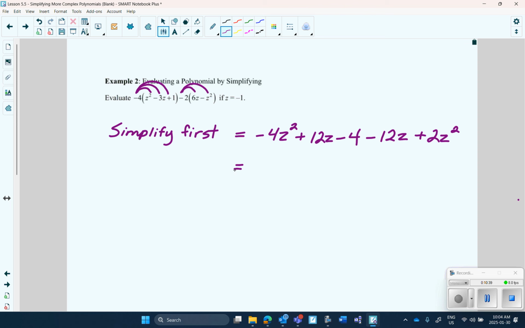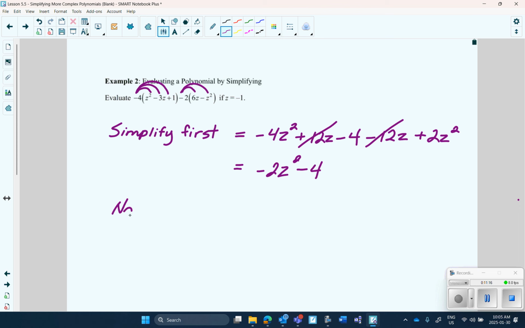One more step I can do to simplify. You know which ones. Yeah, those can go. Plus 12z minus 12z cancel each other out. Collect the z squares. And then I have a minus 4. That's a lot easier to deal with than this. Very few calculations now. That's the whole reason we simplify.